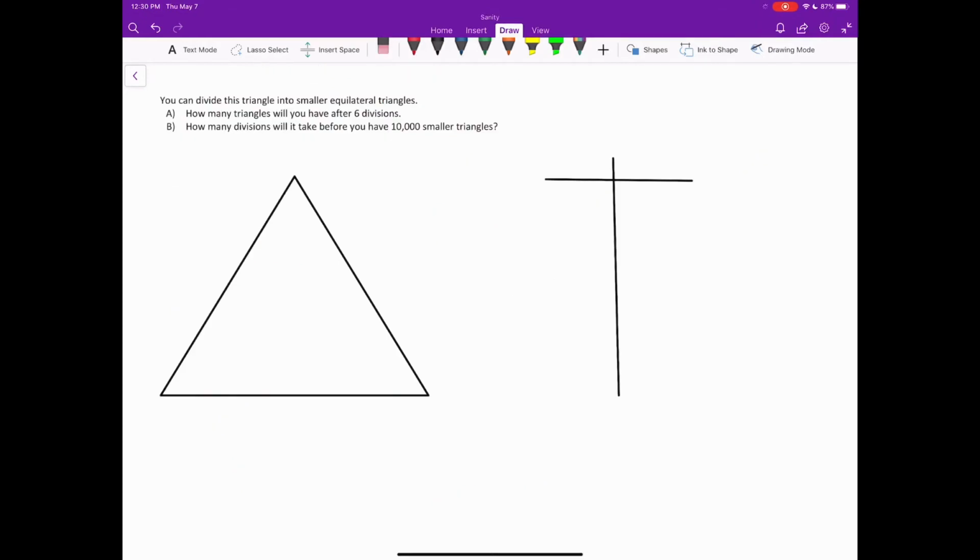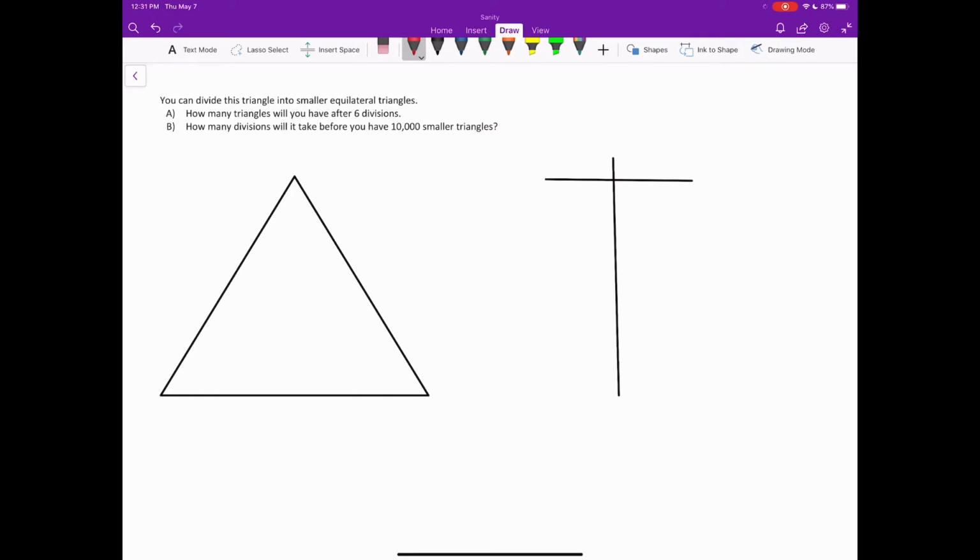Alrighty, so this is the second example that I have. I think this was pretty fun. We're going to just look at some shapes here. This is an equilateral triangle, or I think it looks pretty darn close when I drew it. And I'm saying you can divide this triangle into smaller equilateral triangles.